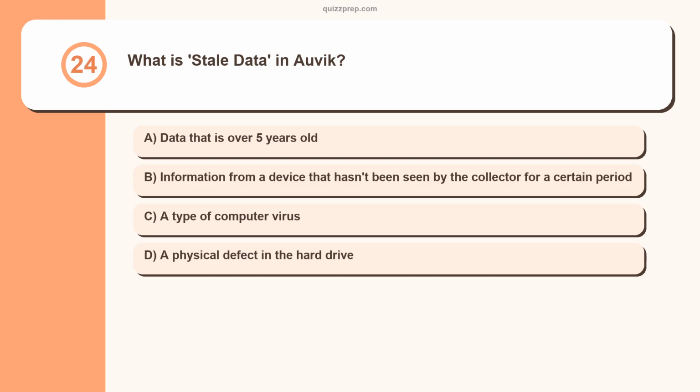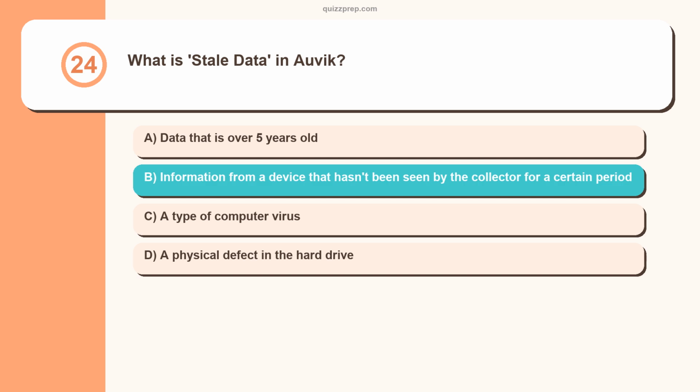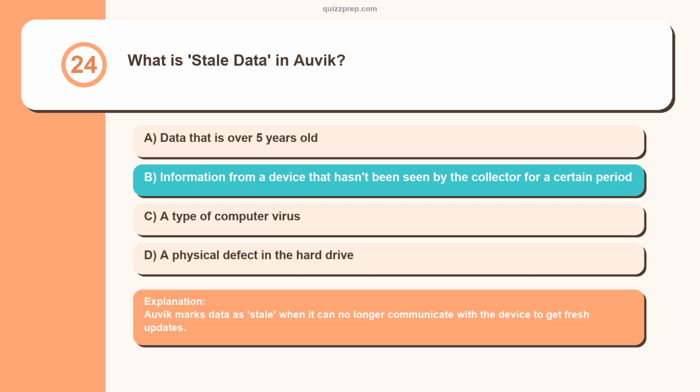Question 24. What is stale data in Auvik? Data that is over 5 years old. Information from a device that hasn't been seen by the collector for a certain period. A type of computer virus. A physical defect in the hard drive. Auvik marks data as stale when it can no longer communicate with the device to get fresh updates.